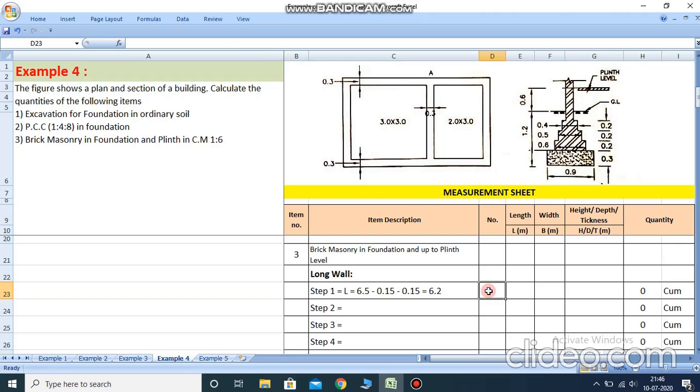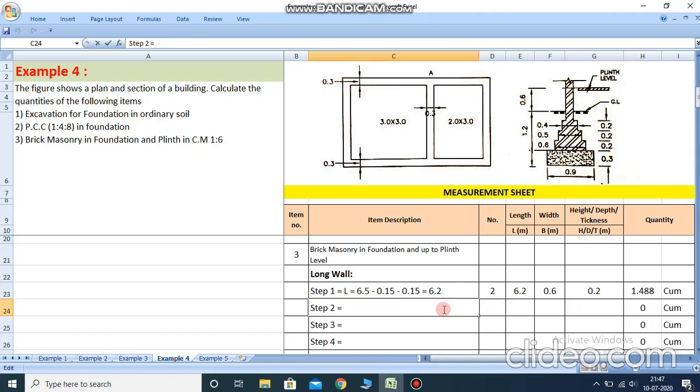Now for the long wall there are two walls, 1 and 2. So right here 2, total length we calculated is 6.2 meter. So right here 6.2. Then the width is already given in the section part as 0.6 meter, and the thickness here is given as 0.2 meter. See the cursor point, 0.2 meter thickness is given. Now the total quantity for the first step for a long wall is 1.488.